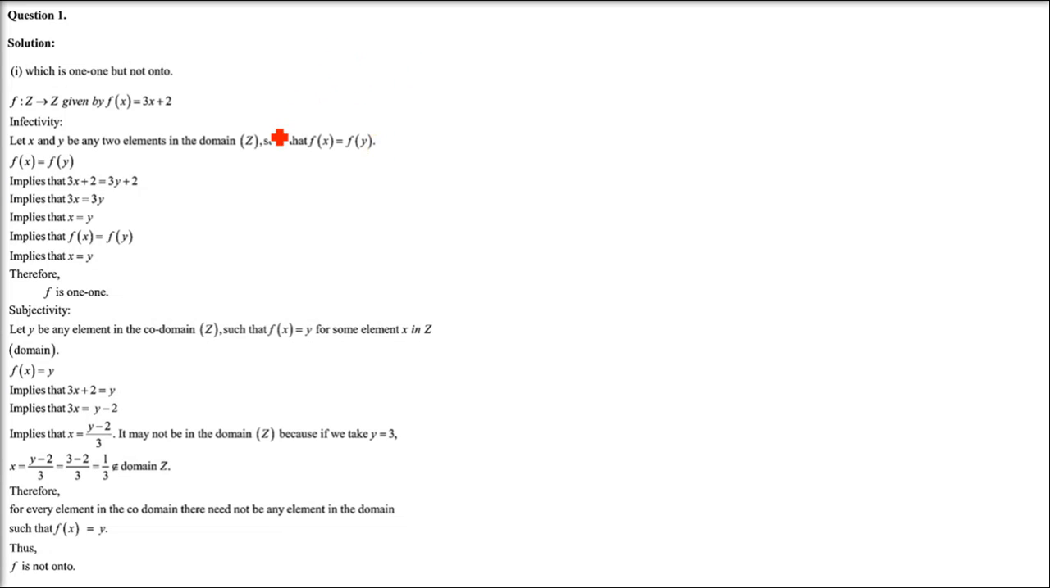First thing: the function has to be one-one and onto. So we are claiming that the function we are going to prove is 3x plus 2. The important thing is that the domain and range are very important. Domain is all the values x can take, range is all the values y can take. We are taking the domain and range both as the integers. So for one-one, what is the mathematical definition?